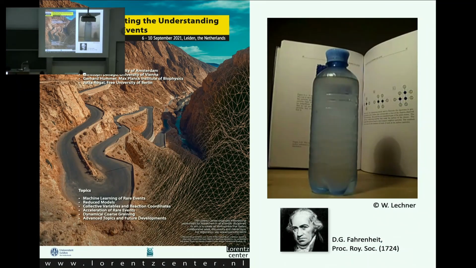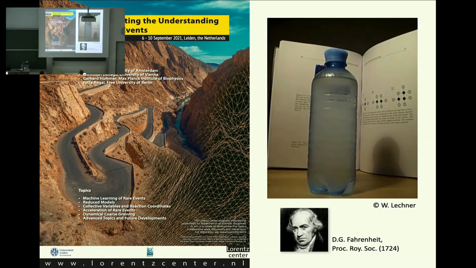So recently, I helped to organize a workshop at the beginning of September at the Lawrence Institute in the Netherlands. The goal of this workshop was to talk about how to accelerate our ability to simulate, but then in particular to understand rare events taking place in complex systems.